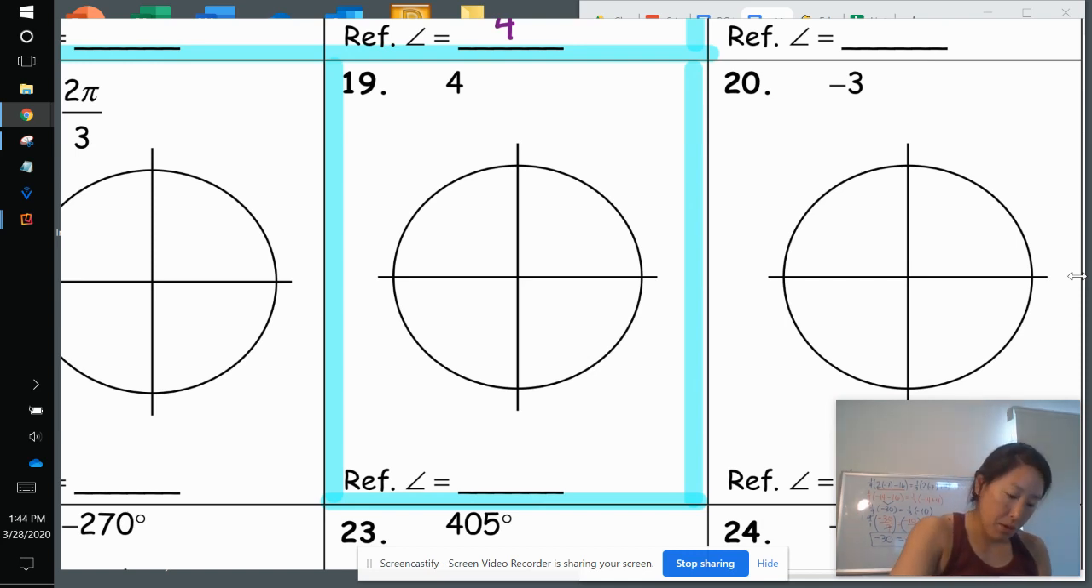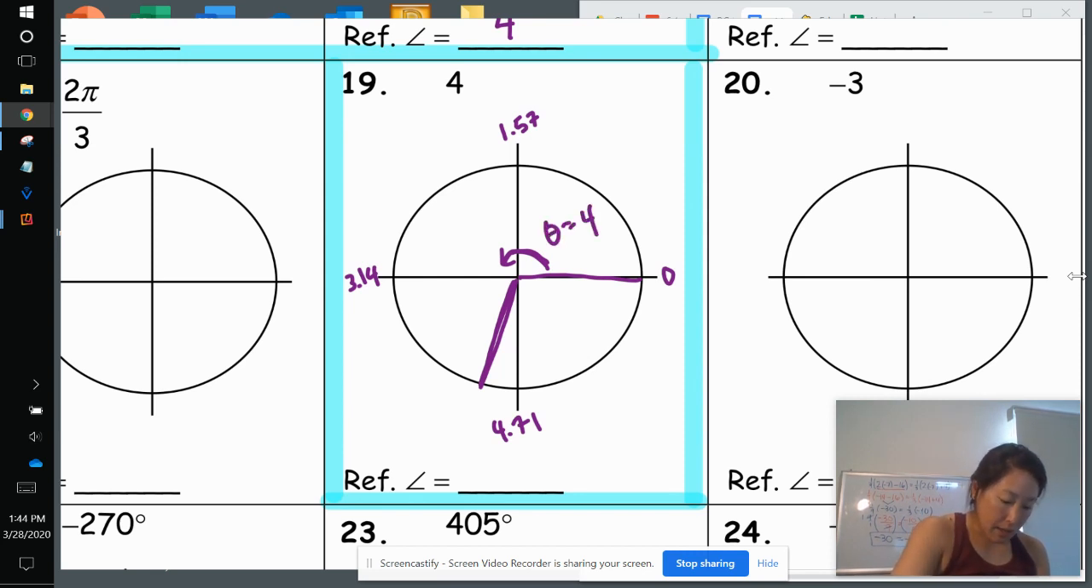So for 4, we're going to start on the x-axis, and then we're going to move counterclockwise in the positive direction, where we started with an angle of 0. This is 1.57 radians, 3.14 radians, and 3.14 plus 1.57 is 4.71. So 4 would be here in the second quadrant. Okay, so theta is equal to 4.